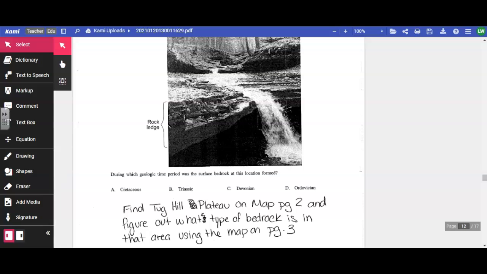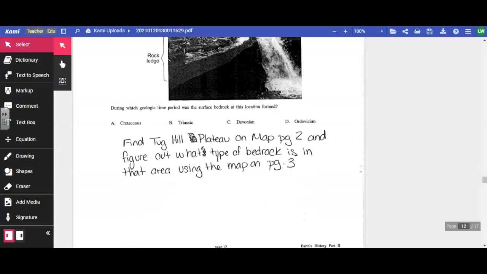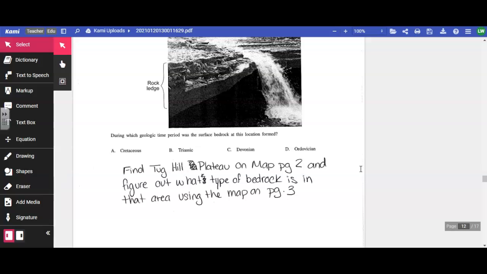So you're going to look at your map on page 2. You need to find the Tug Hill Plateau. Figure out what type of bedrock is in that area using the map on page 3. Okay? And then it'll tell you what geologic time period that bedrock was formed in.